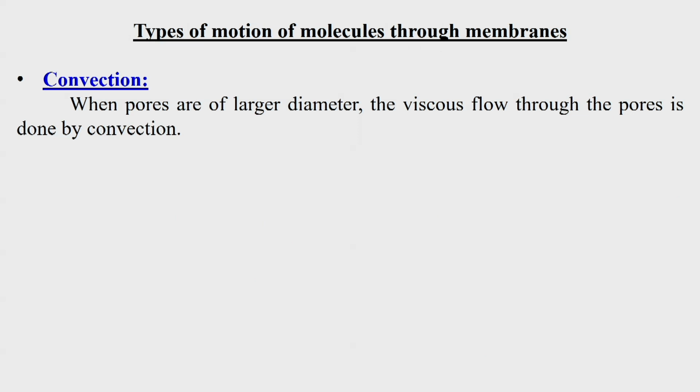And the third type is convection. When the pores have a larger diameter, viscous flow through the pores occurs by convection. It is simply that whenever we increase the pressure, the target molecule will pass through due to simple convection. Okay.